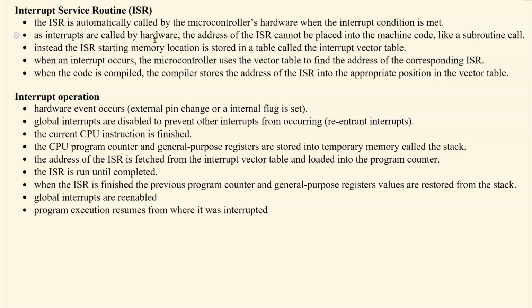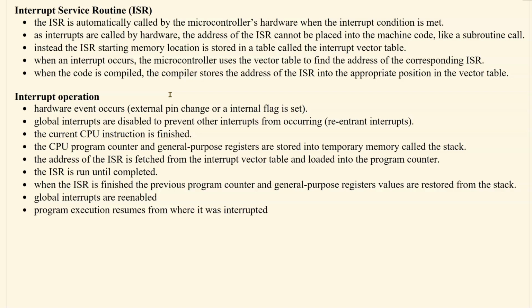Instead, the service routine starting memory location is stored in a table called the interrupt vector table. So when an interrupt occurs, remember, it's called by hardware, the microcontroller uses the vector table to find the address of the corresponding ISR routine. So when the compiler compiles the code and downloads it into program memory, it also knows the address of the ISR and puts that into the appropriate position in the vector table.